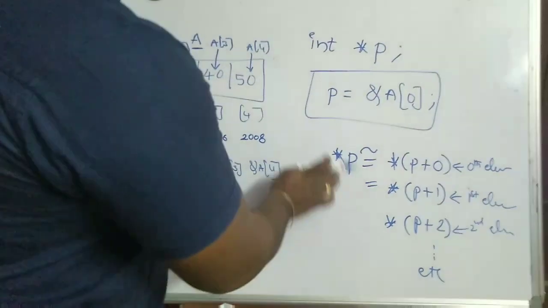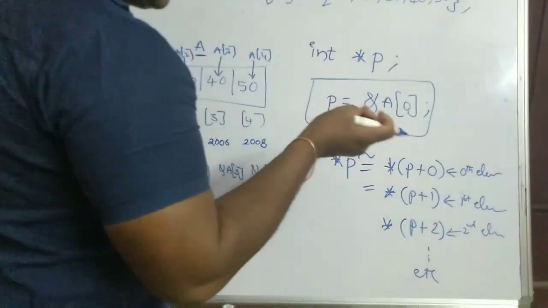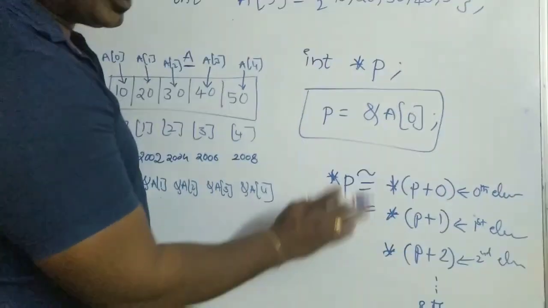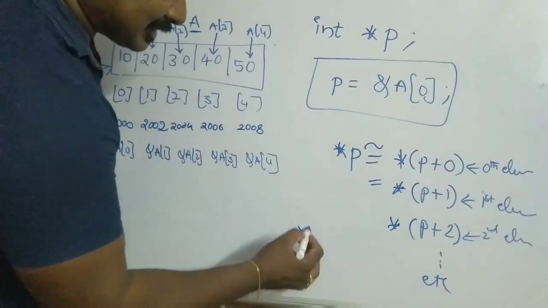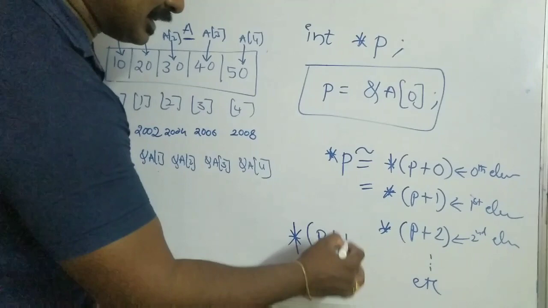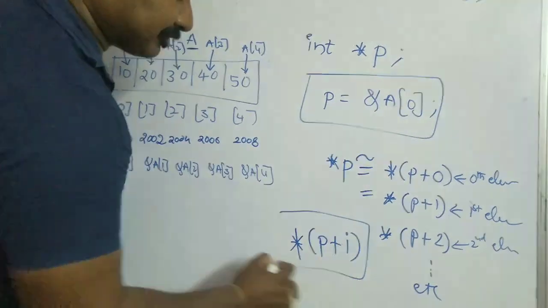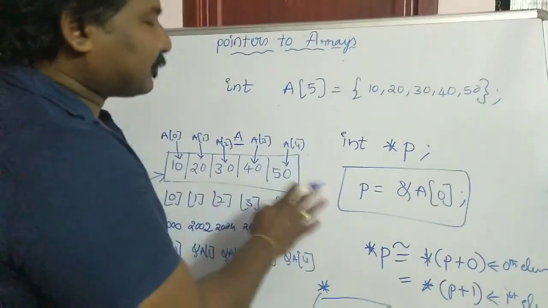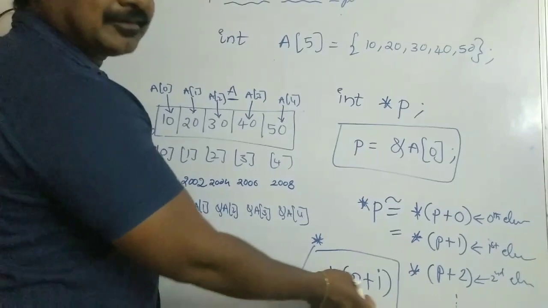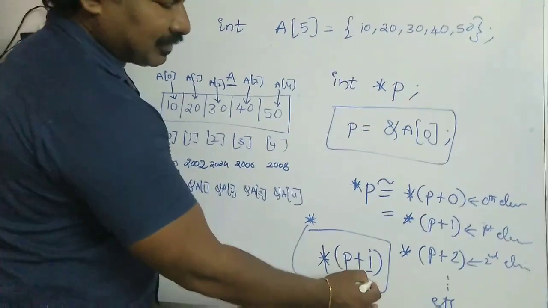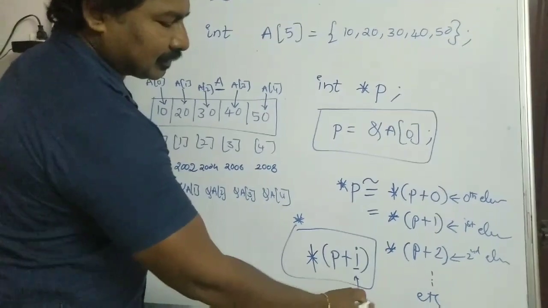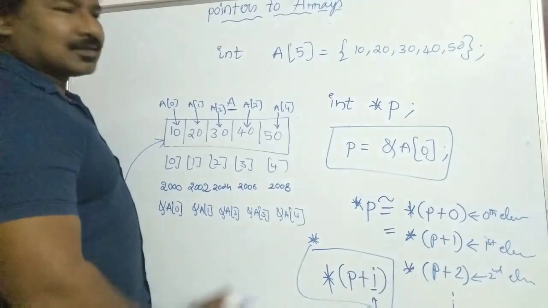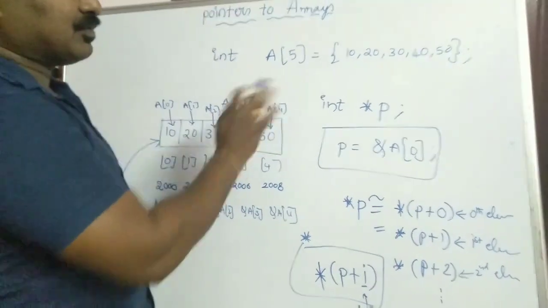From this logic I can create a formula kind of thing: to access the elements of the array through a pointer, I can simply write star of p plus i. This is an important notation, friends, so you have to remember this concept. Whenever you want to access the elements of the array, you have to use star of p plus i. What is this i? The i value is the index, and this index value will be from 0 to size minus 1. This is how you can access each and every element of the array.